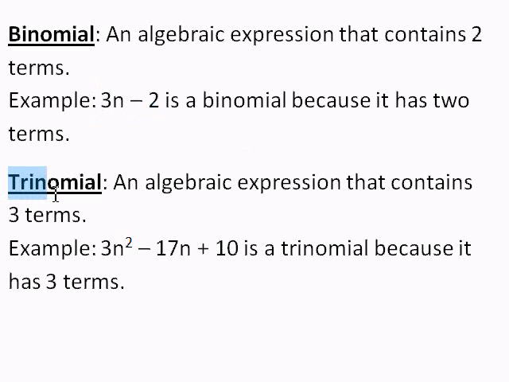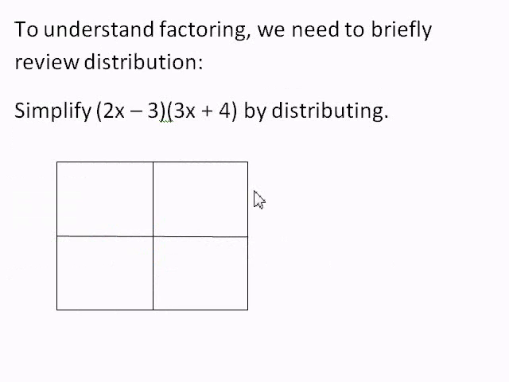A trinomial is an algebraic expression that contains three terms. And again, the word tri lets us know that there are three of them. So for example, 3n squared, negative 17n, and 10 is a trinomial because it has three terms. Now to understand factoring, we need to first briefly review distribution.